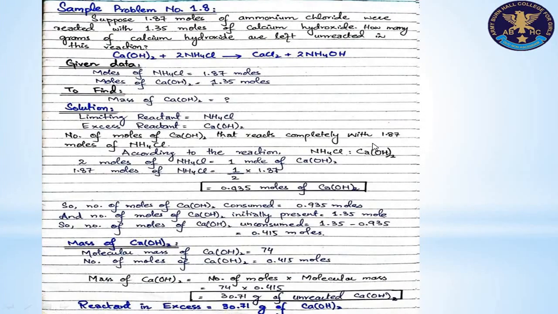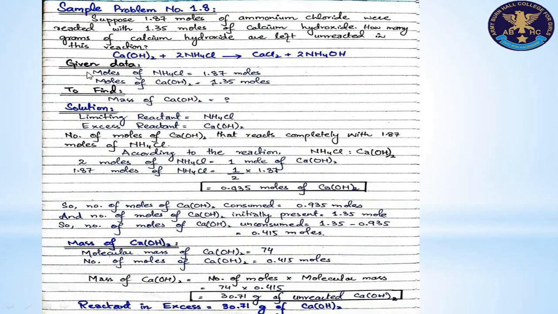And the last sample problem from today's lecture: suppose 1.87 moles of ammonium chloride were reacted with 1.35 moles of calcium hydroxide. How many grams of calcium hydroxide are left unreacted in this reaction? The balanced chemical equation is already given to us.